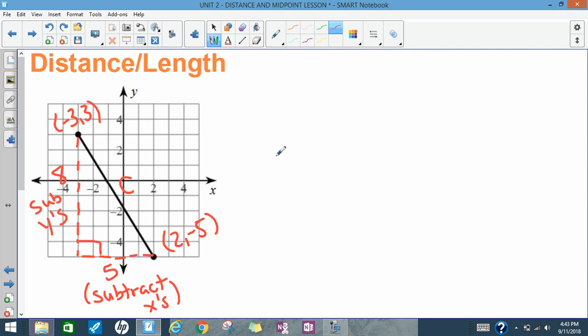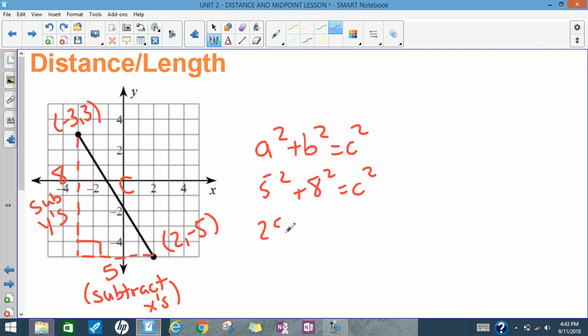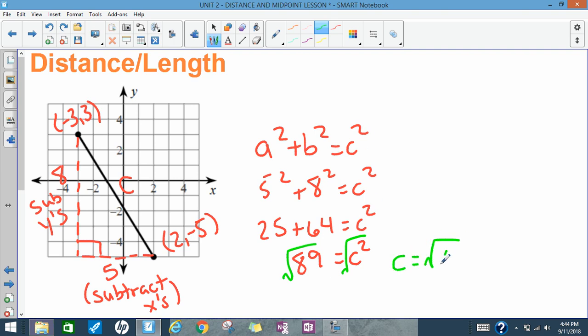And so I can plug in the Pythagorean theorem. So I get 5 squared plus 8 squared is C squared. And 25 plus 64 is C squared. And 89 is equal to C squared. And we want C, not C squared, so the way to get rid of the squared is to square root both sides. And so we can just say that the length of this segment is the square root of 89. And that's somewhere between 9 and 10. So 9 point something if you put that into your calculator.